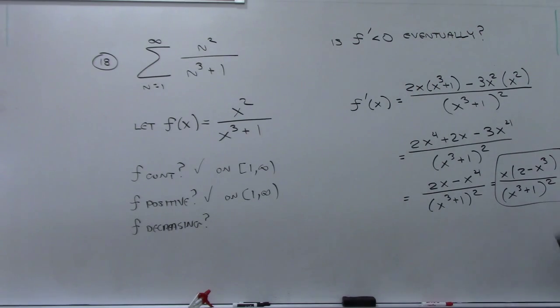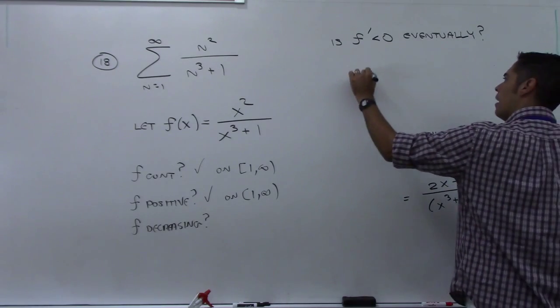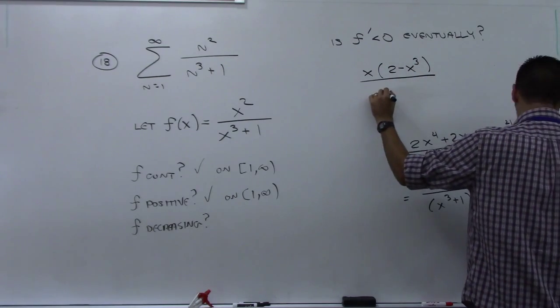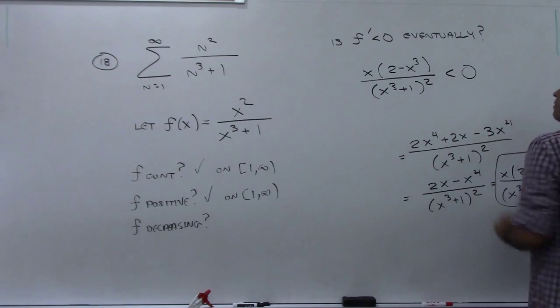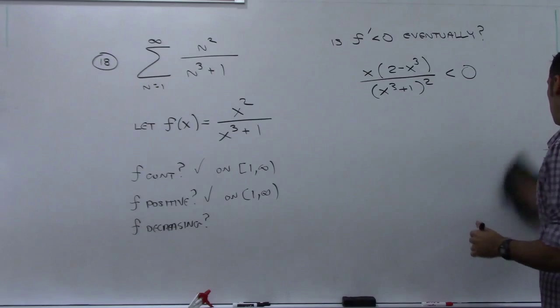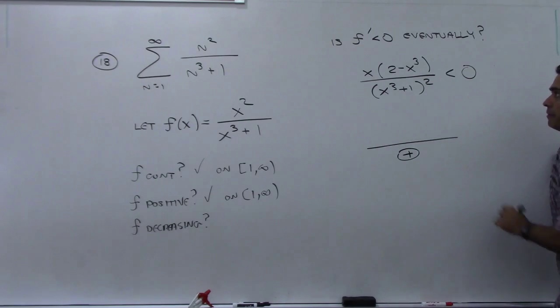So is that less than 0? Let's see. x times 2 minus x cubed over x cubed plus 1 squared. Is that less than 0? Well, I know the bottom is always positive, because I'm squaring it right there. So I know the bottom is positive. It really doesn't play much of a factor here.